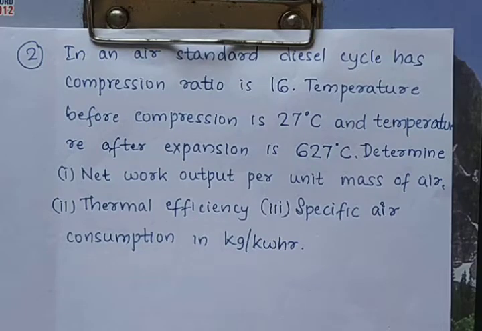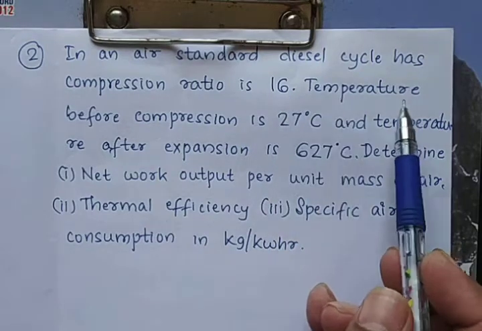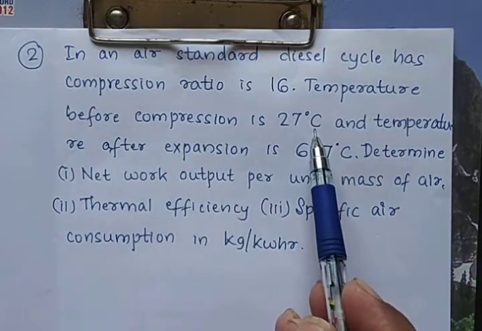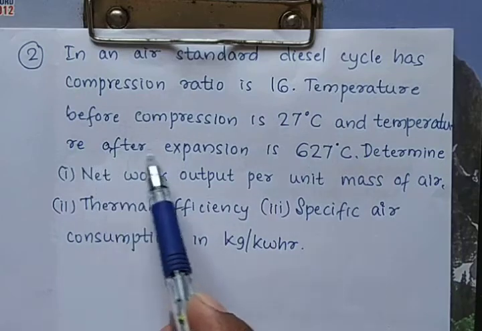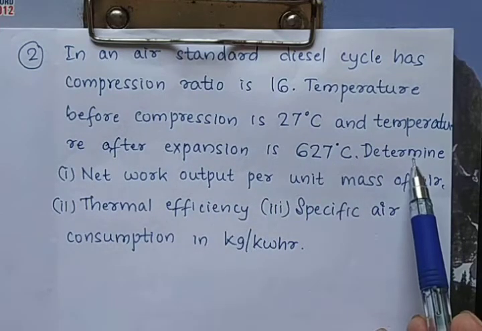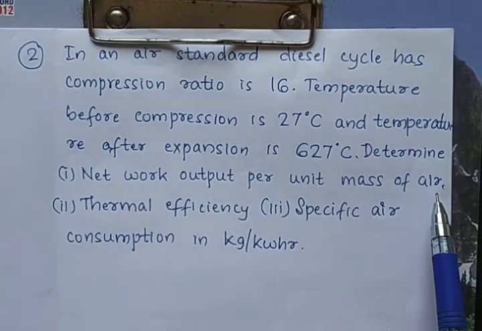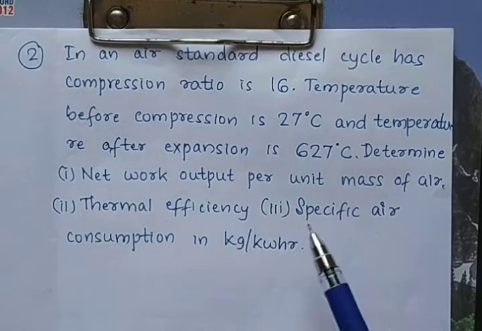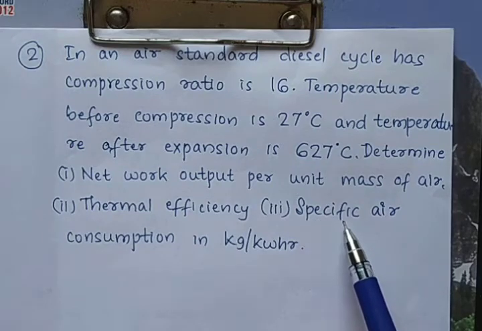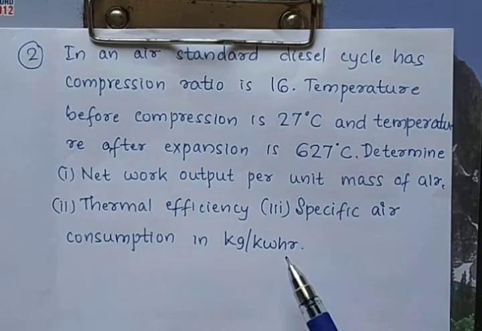An air standard diesel cycle has a compression ratio of 16. Temperature before compression is 27 degrees centigrade and temperature after expansion is 627 degrees centigrade. Determine, first, net work output per unit mass of air; second, thermal efficiency; and third, specific air consumption in kg per kilowatt hour.